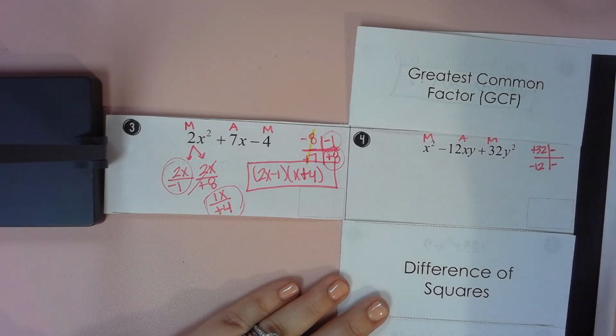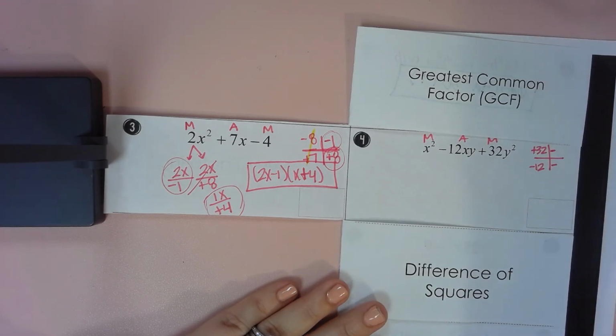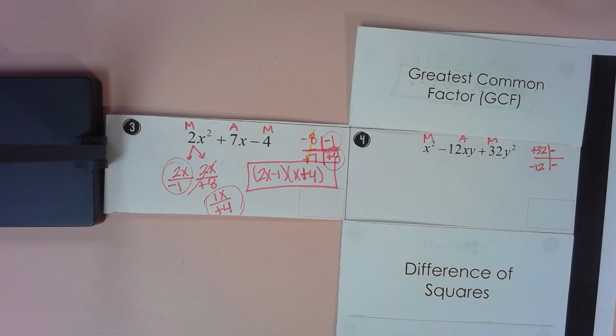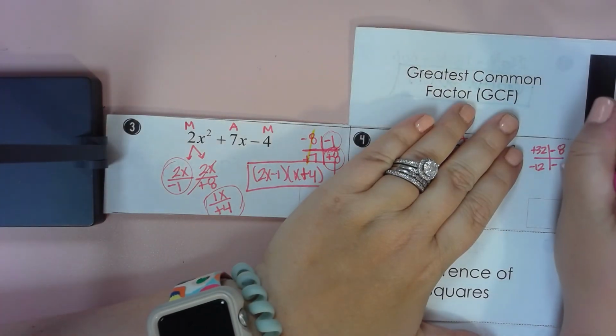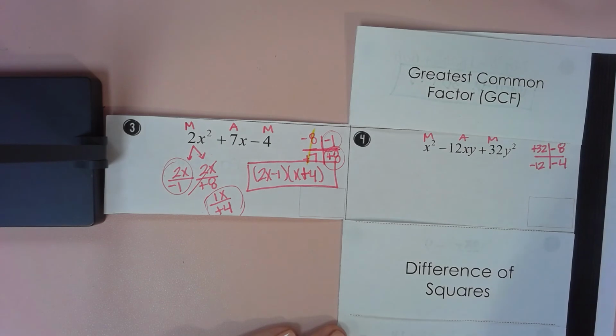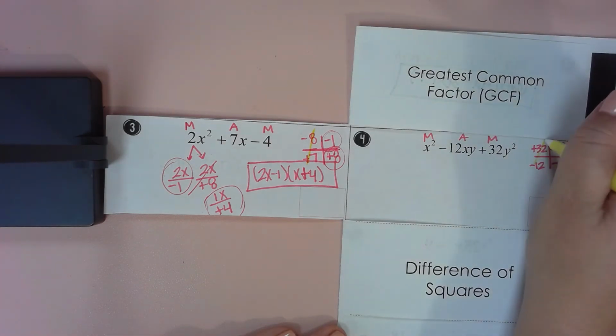Let's see. Looking for my calculator, so my brain's not working. 8 and 4. Negative 8, negative 4. Okay, so that works. So we don't need these two numbers anymore.